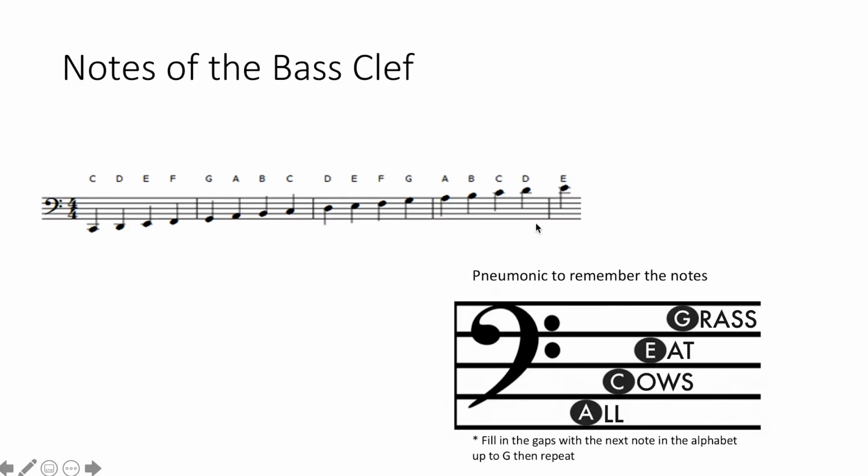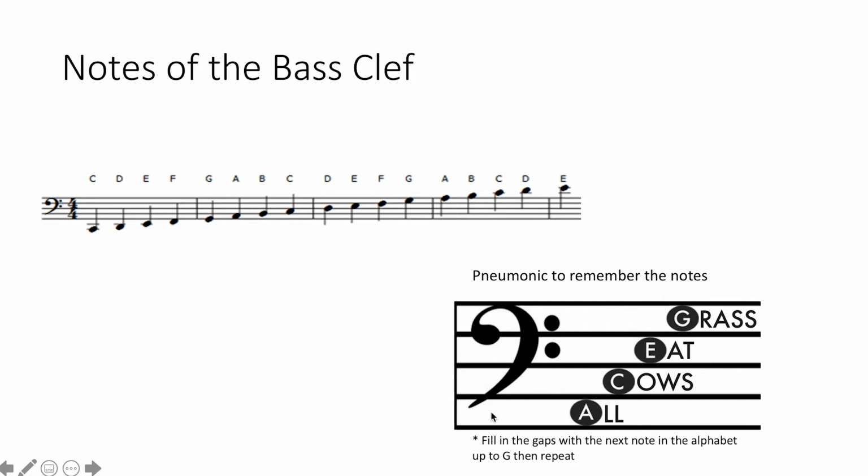So under bass clef, here are the notes. Notes of the bass clef. Starting from F here, goes up to F, and then it starts repeating again. Or up to G, I should say. So notes only go from A to G. Once you hit G, it just starts to repeat. There's no H or I note.